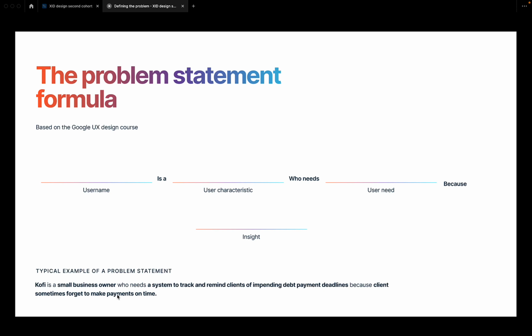So I think your question was, does the user characteristic always have to tie with the user need? Right. So I guess the answer is no, because it does not always have to tie with it. Am I clear on that? Yeah, right.